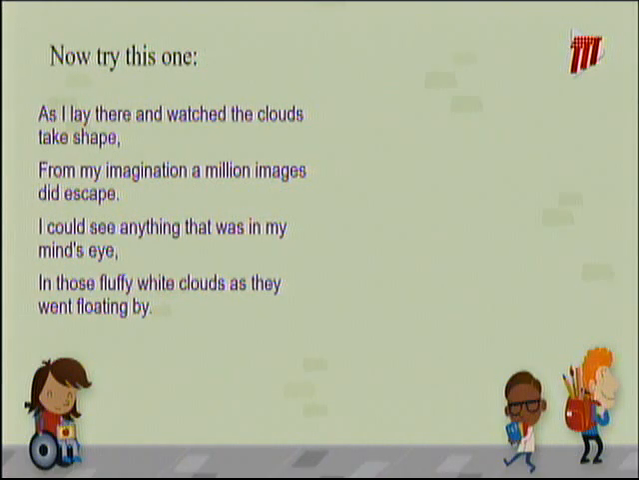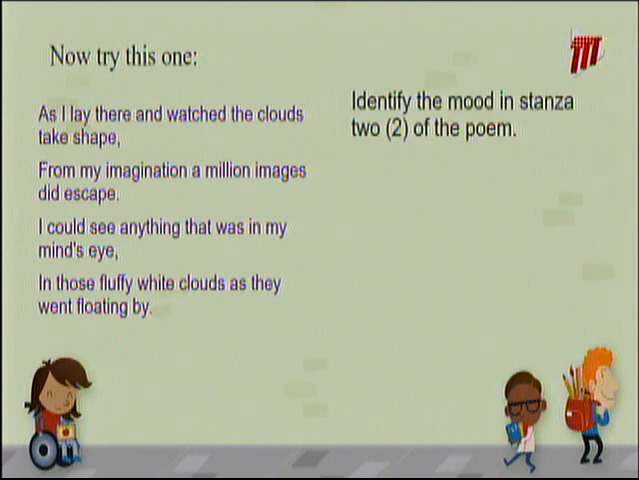Now try this one. As I lay there and watch the clouds take shape, from my imagination a million images did escape. I could see anything that was in my mind's eye in those fluffy white clouds as they went floating by. For this question, I want you to identify the mood in stanza 2 of the poem. Take a second and think about it. Think of all that you have learned so far. I'm sure that you would have gotten your answer by now.